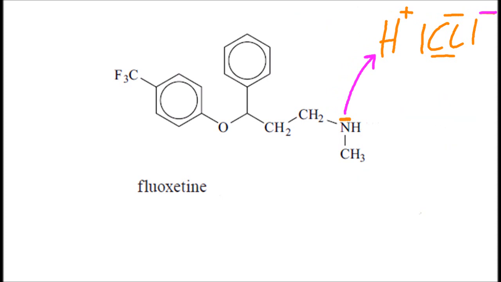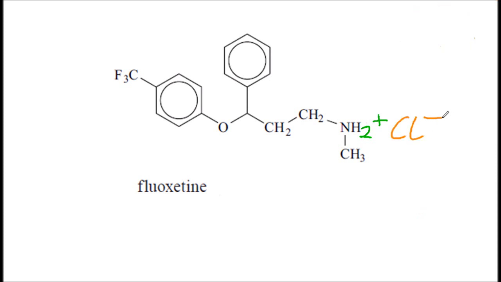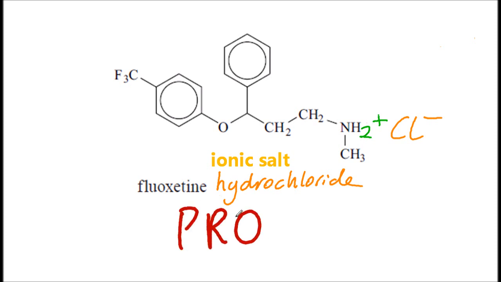So let me tidy this up a bit. That's NH2+ now, because it took the H+. The chloride ion is now attracted. Now it's very, very polar again. Just like the previous example. This is called fluoxetine hydrochloride, which is known as Prozac, the antidepressant. It's much more soluble in water now, more soluble in the bloodstream.